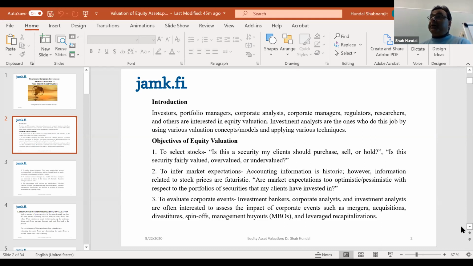When you will be recruited as a trainee fund manager, then you will be doing this valuation no matter how much you escape from it. Better we do it now. To infer the market expectations.